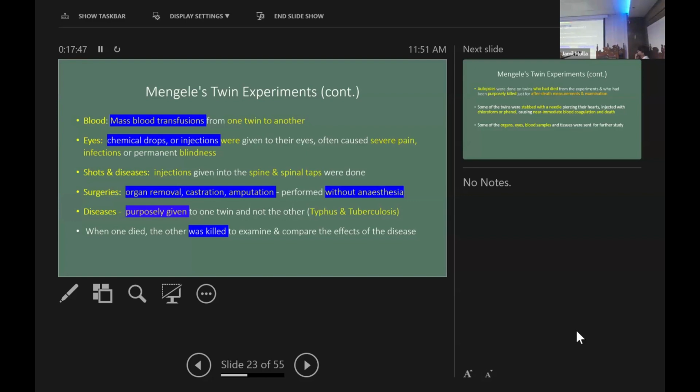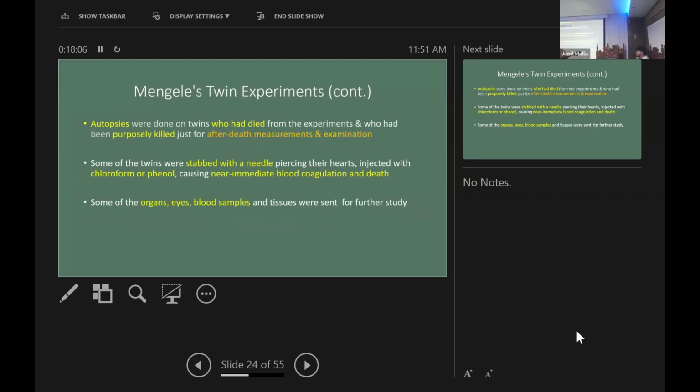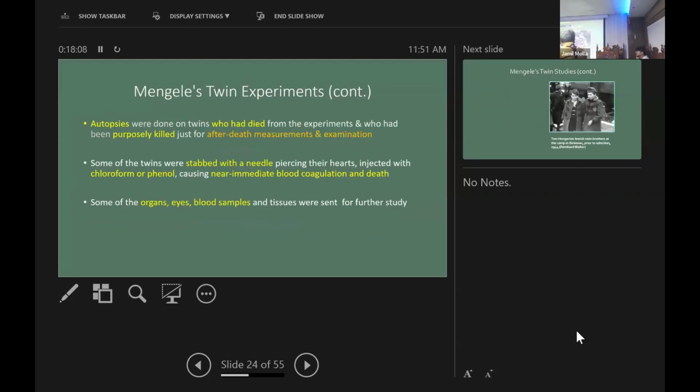And many times he removed organs, did castration and amputation without anesthesia. This is again something very horrific. He purposely used to give diseases like typhus and tuberculosis. And there's a twin experiment, this is Mengele's twin experiment. You can see the photograph.